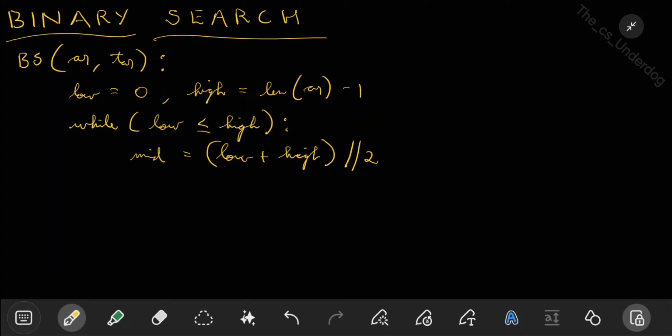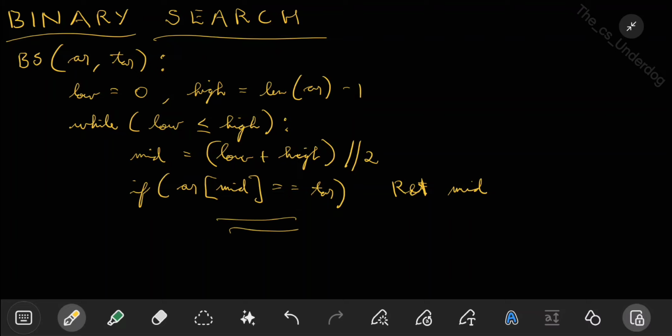What is next? You should compare your target with this mid element. So you will check if array of mid, that is the mid element, is equal to your target value. If it is equal to target, what will you do? You will just return the mid index. So you will return mid. If it is not equal to target, then what you have to do? You have to go either to the left part of the mid element or the right part of the mid element.